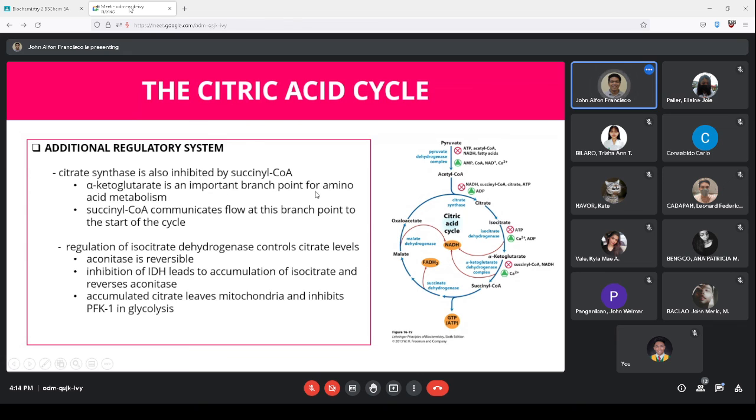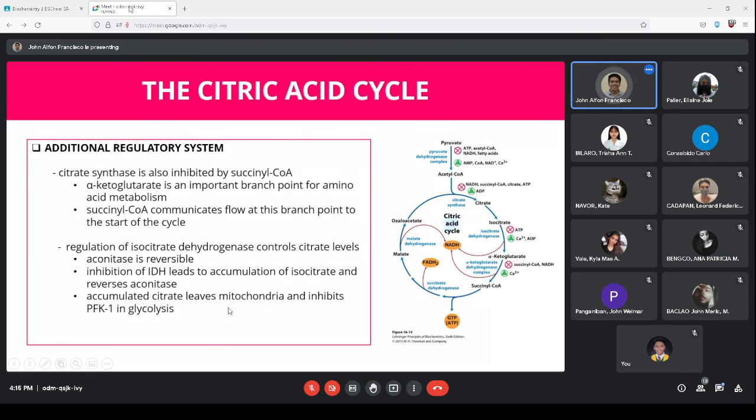Alpha-ketoglutarate is an important branch point of amino acid metabolism. So, when there are too many amino acids, you can halt the formation of alpha-ketoglutarate. Succinyl-CoA communicates flow at this branch point to the start of the cycle. Regulation of isocitrate dehydrogenase controls the citrate levels. Aconitase is reversible. Inhibition of IDH leads to accumulation of isocitrate and reverses aconitase. So since citrate to isocitrate is reversible, depending on what is needed, that is what will form or become the main product between citrate and isocitrate.